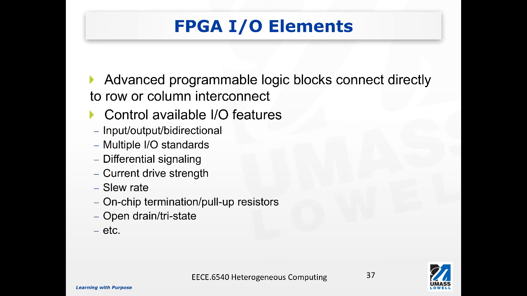FPGA I/Os. In order for the FPGA chip to talk to external devices, it has to have I/O elements. The I/O elements on FPGAs are advanced programmable logic blocks that can connect directly to row or column interconnect. These I/O elements can control I/O features such as whether it is input, output, or bidirectional, whether it is going to use differential signaling, or internal termination or pull-up resistors.